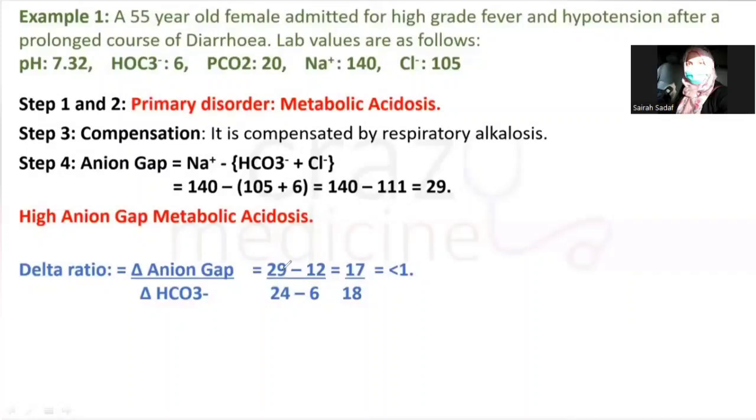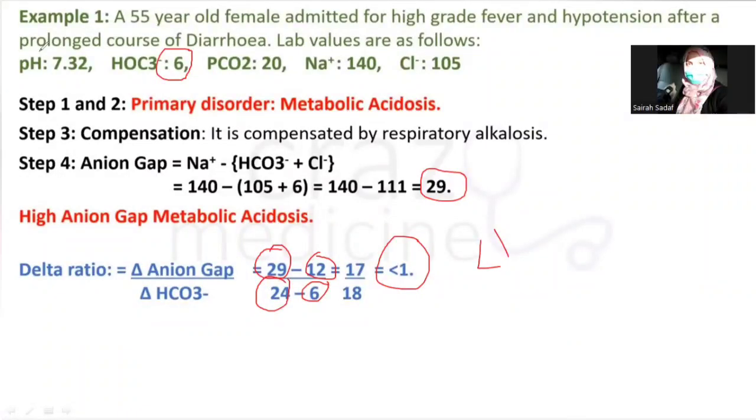Now, after using all these values: 29 is the calculated anion gap, 12 is the normal value of anion gap, 24 is the normal value of bicarb, and 6 is the bicarb value on the ABG. So we are getting a value of less than 1. When it is less than 1, what is that? Just recall the slide.